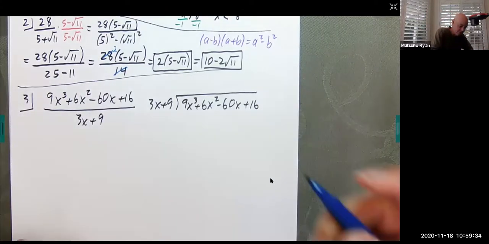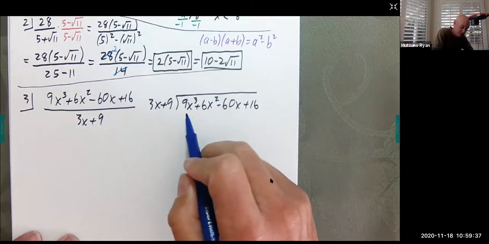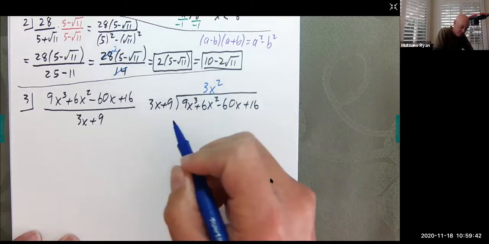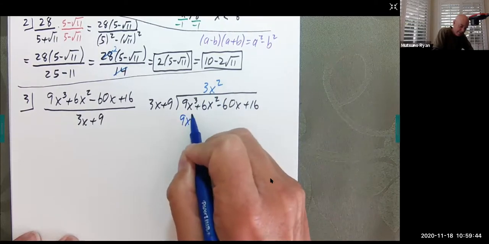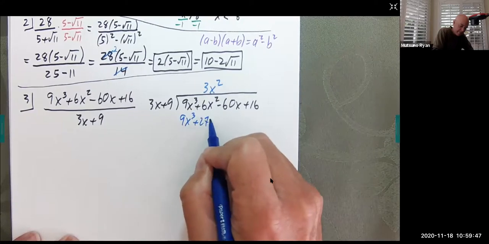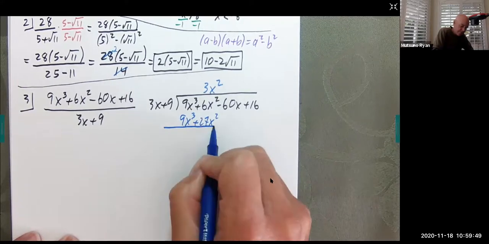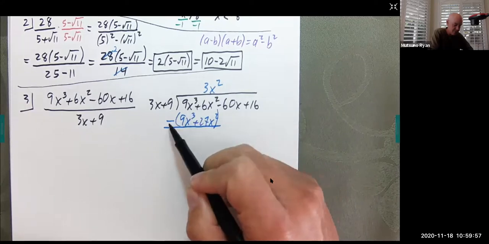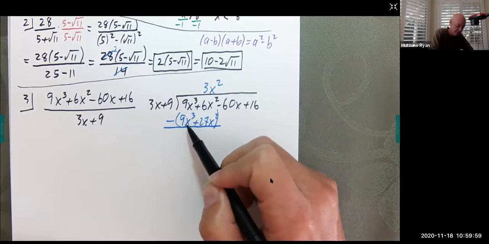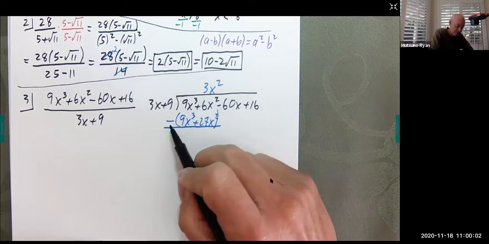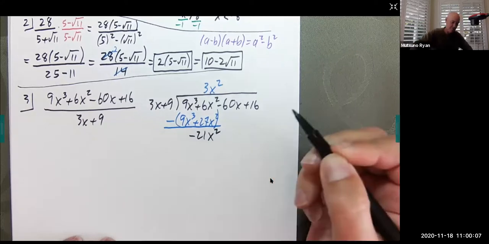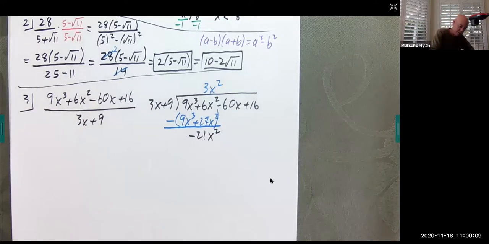And I now need something times 3x to give me 9x cubed. That's going to be 3x squared. And I'm going to distribute that to both, and subtract. This part should always cancel. 9x cubed minus 9x cubed, 0x cubed, or just 0. 6x squared minus 27x squared is going to be a negative 21x squared. I'm going to bring down the negative 60x.